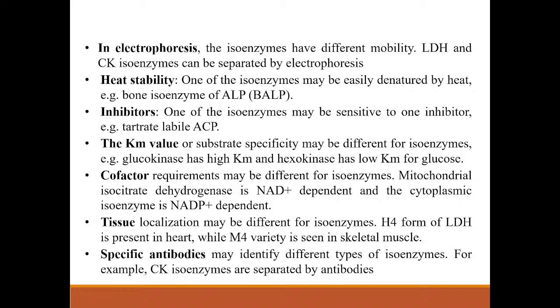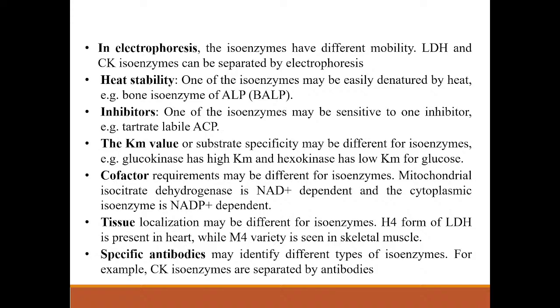So, what are the different isoenzymes? In electrophoresis, isoenzymes have different mobility. LDH and CK or CPK, that is creatine phosphokinase, can be separated by electrophoresis. Why is electrophoresis used for separation? Because of the different molecular weights. I will show you one picture. With different molecular weights, you will get different bands which will easily distinguish between the different subunits of the particular enzyme. Heat stability: one of the isoenzymes may be easily denatured by heat.